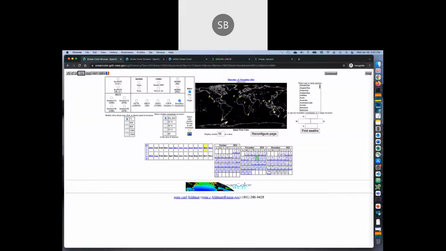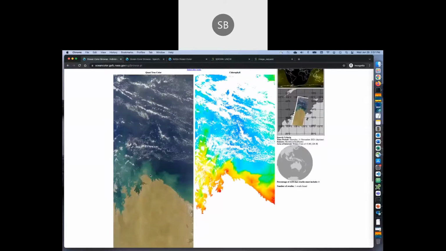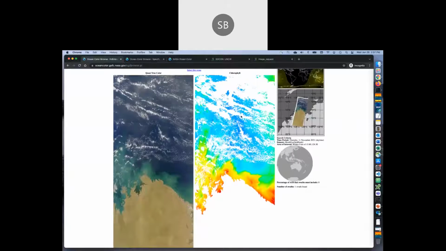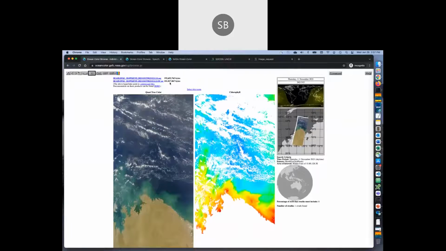If we were to then click on the map here at this scene, we'll be presented with a browse image of the data, both in true color form and a chlorophyll image. We like that data, so we can go ahead and download it. These links above allow you to immediately have access to this data.